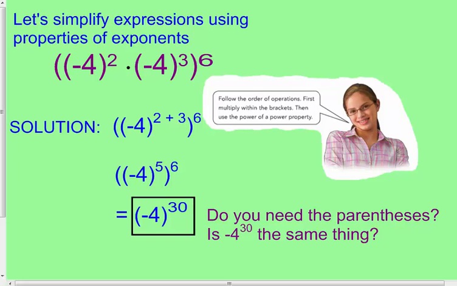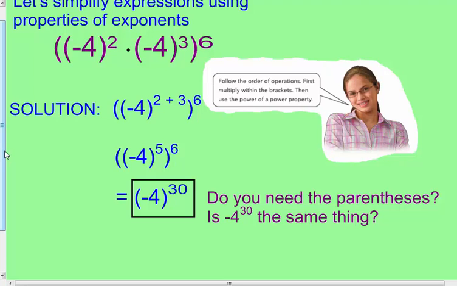Going on, let's simplify expressions using the properties of exponents. Well, we know 3 properties now. We know the product of powers, the quotient of powers, and the power of a power. So we're going to use all 3 of those properties. So the solution to this expression, -4 to the 2nd times -4 to the 3rd, all raised to the 6th power. So we've got a product and a power to a power. So I'm going to do my innermost parentheses as it says here. First, multiply within the brackets. Well, it's talking about this one, this innermost parenthesis. Inside here, we have a base that's in parentheses, and we're going to have to do the product of powers first. So keep our base of -4 and add our exponents. Well, that gets us to -4 to the 5th.